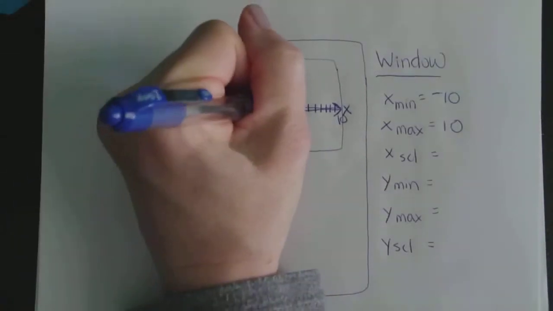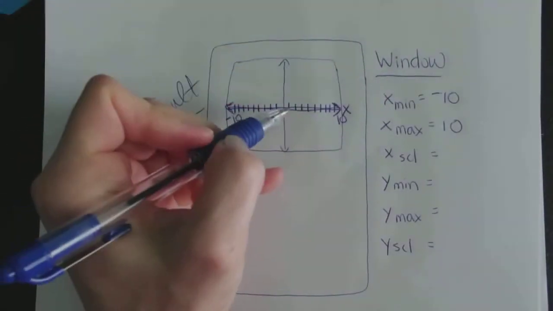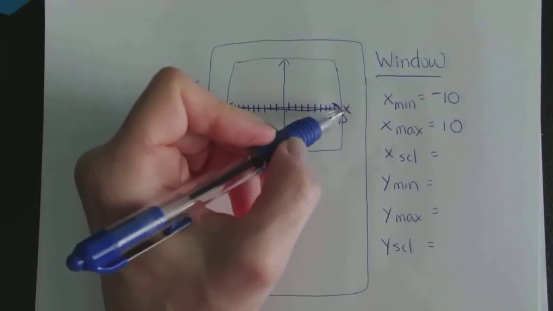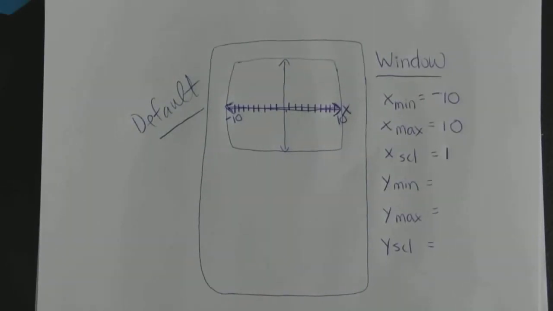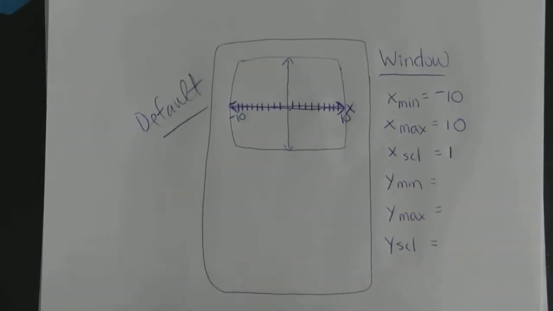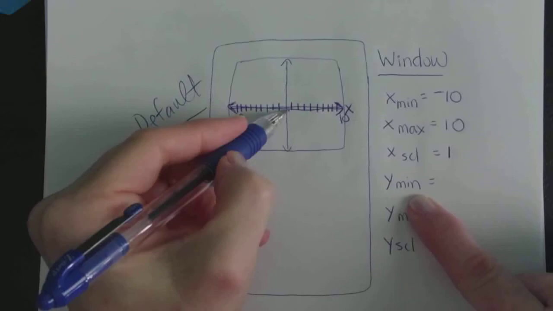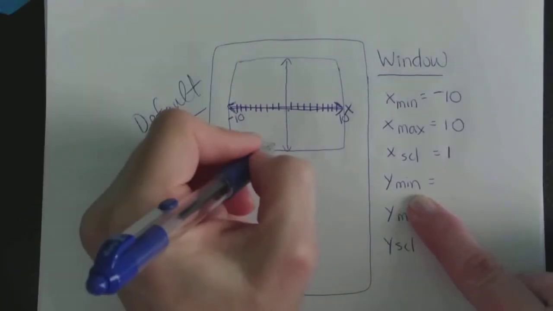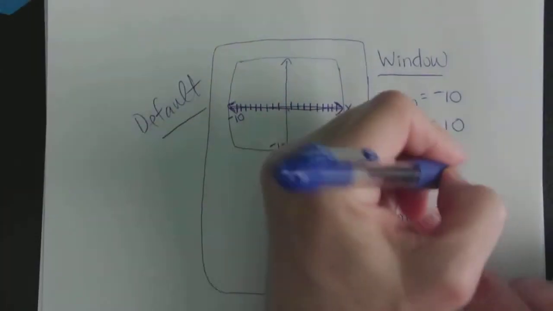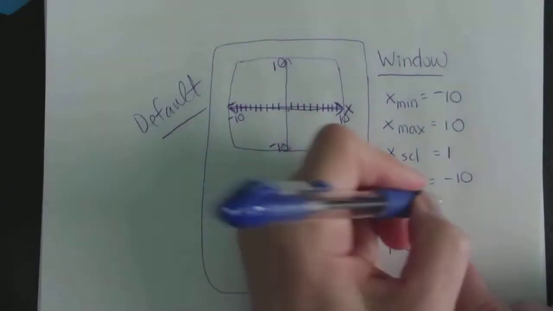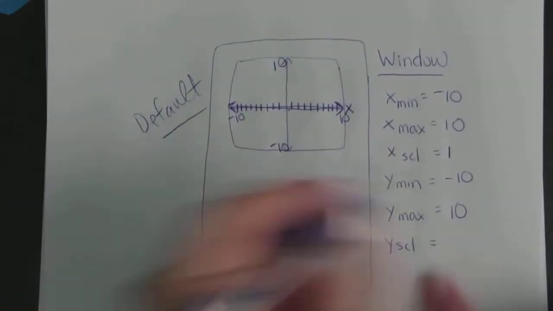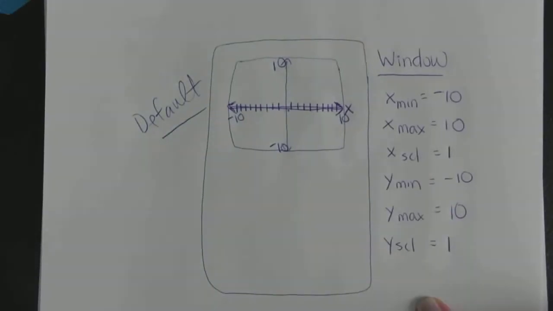Now, when they say X scale, they basically want to know, well, what are you traveling by? What are you incrementing each tick mark here by? And you can see I went by ones. So I like to set my default scale to 1. And now the same exact thing happens on the Y's. For my minimum Y, I like to go as low as -10, as high as +10, and I also like to go by ones.